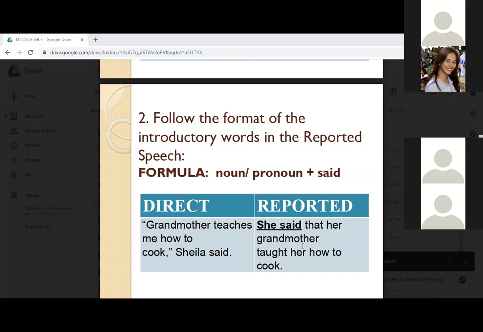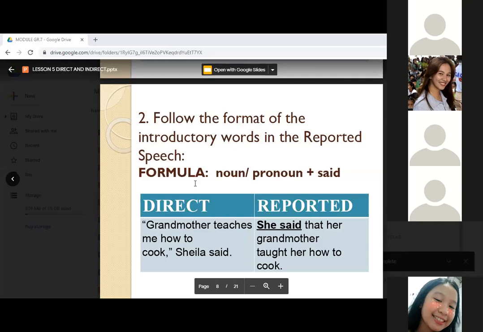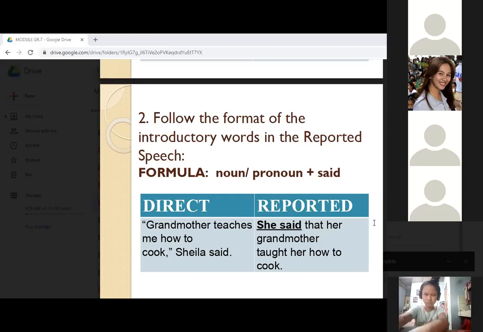Nagkakaintindihan. Ma'am, what if the person who told the dialogue is a male? Halimbawa, grandmother teaches me how to cook. Alan said. In this case, you're going to begin with he said because Alan is a male. Nagkakaintindihan. But in this case, we used she because Sheila is a female or a girl. So, laging mag-uumpisa sa noun or pronoun plus said. Okay? So, mamaya ita-try natin yan. Wag muna kayo malito. Easy lang kayo. Yan pa lang yung una nating tinatry. Ibini-breakdown ko, inuunti-unti ko so you won't be confused.